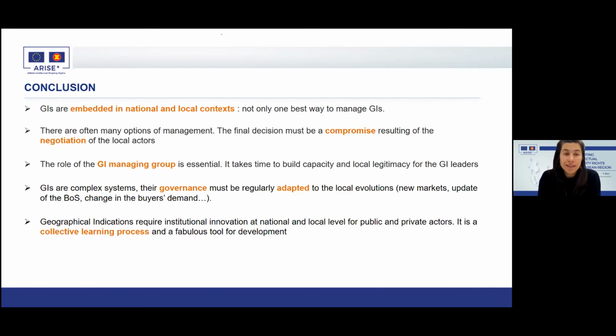The GIs are very complex systems, and their governance must be regularly adapted regarding the local evolution, for instance, new markets, updates in the book of specifications or a change in the buyer's demand and so on. And finally, geographical indications require institutional innovation, both at national and local level, and for public and private actors. So it is a collective learning process and a fabulous tool for development.